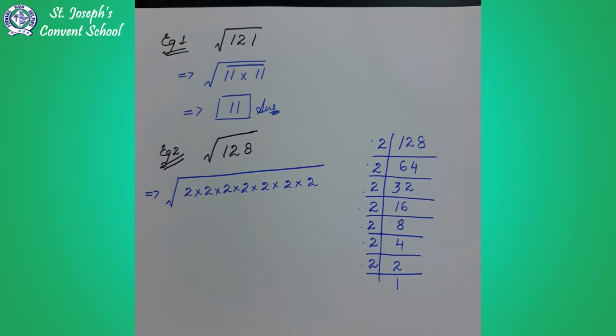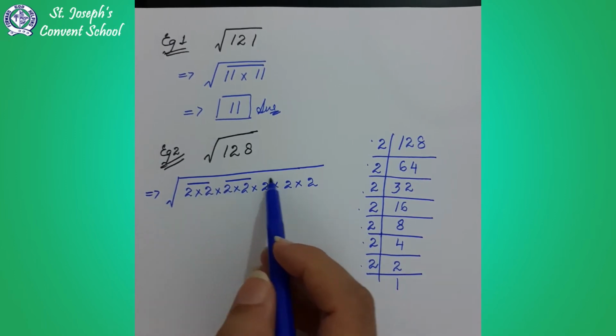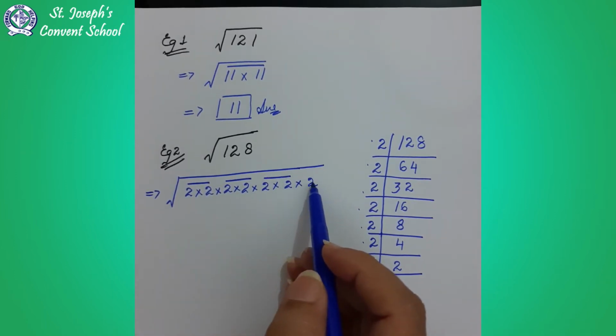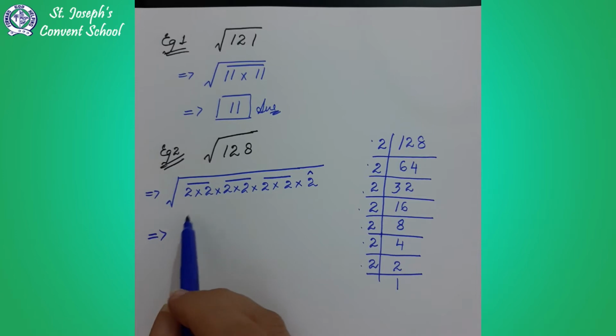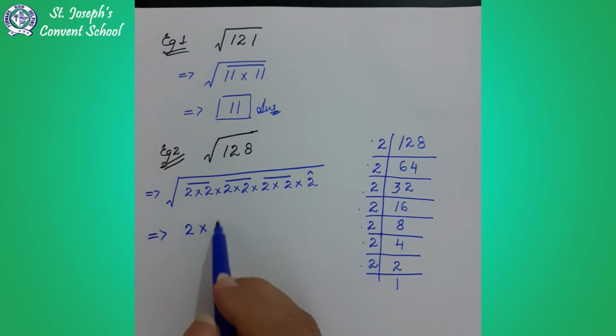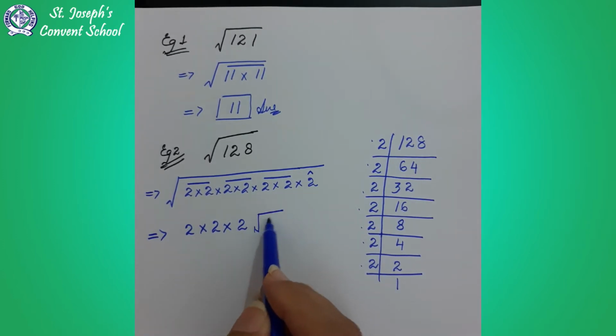After making factors, what we do, we make pairs. This is a pair, second pair, third pair. Now this term is single, so we put this sign. What we do, a pair we write outside the root sign once. This you will write once, 2 into second pair once, third pair once. This single term will remain inside the root sign.